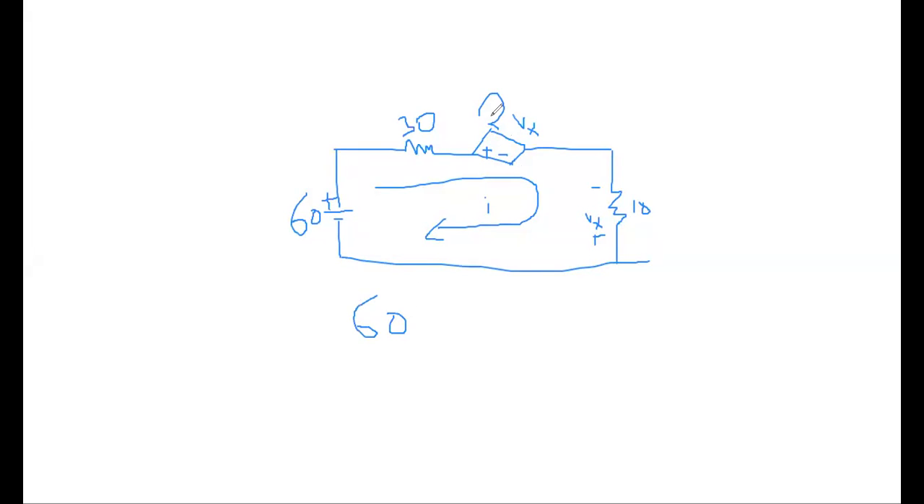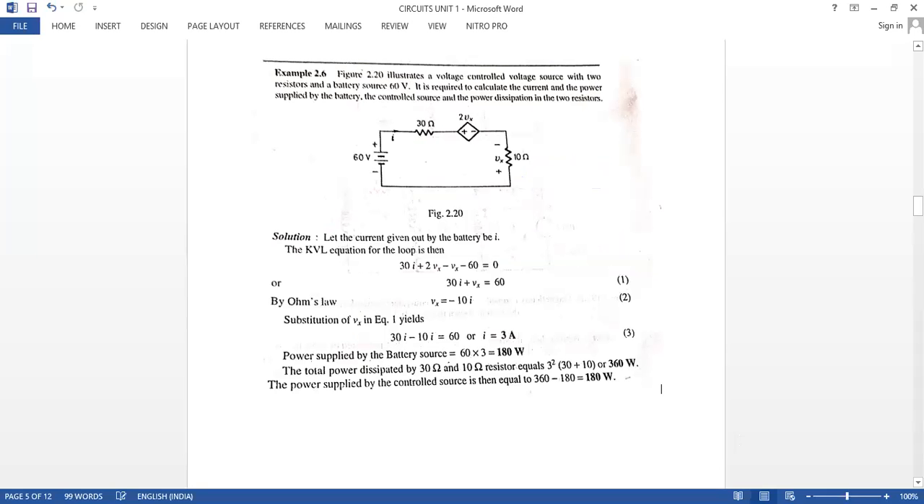Now, what about this one? It is minus 2Vx. Very good. Why is it minus? Because the conventional current of this dependent source and the loop current are flowing in opposite direction. So 60 minus 2Vx. Okay. So all of you, now I'm just going back to this one. Only to show you that one, let me draw the circuit here. So now I'm writing here.